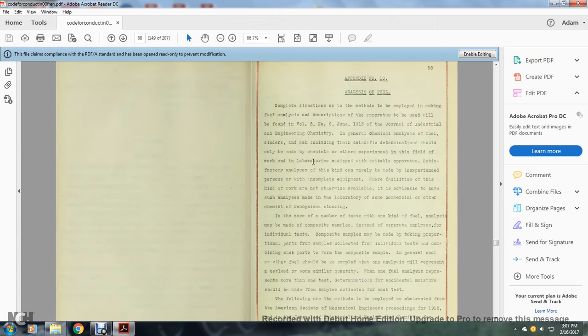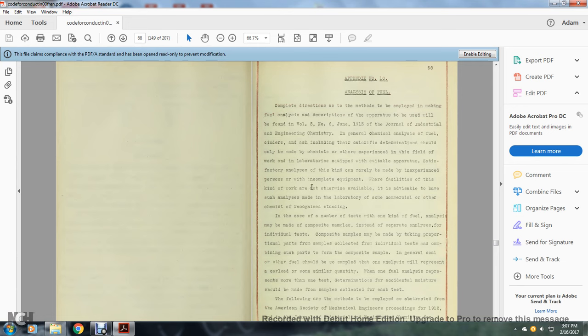1913 Journal of the Industrial Engineering Chemistry, General Chemical Analysis, fuel cylinders, each including the calorific determinations, which are only made by the chemist. Other experience in the field with the working in the laboratories equipped with suitable apparatus. Satisfactory analysis of the kind would rarely be made by a person with incompatible equipment.